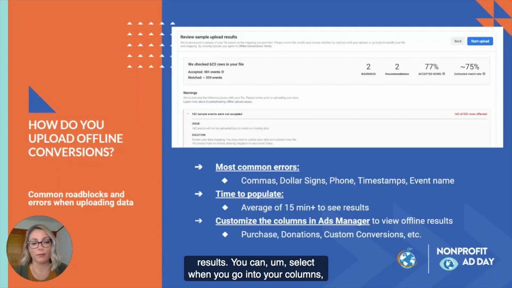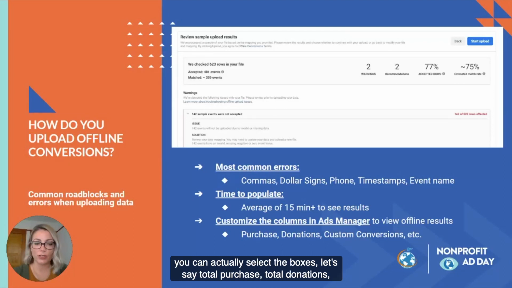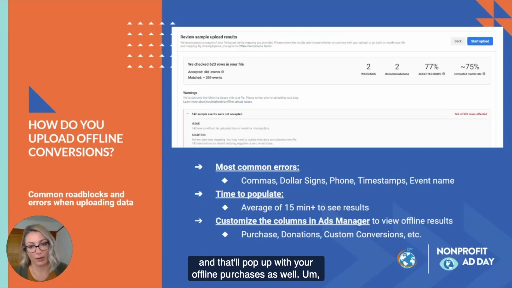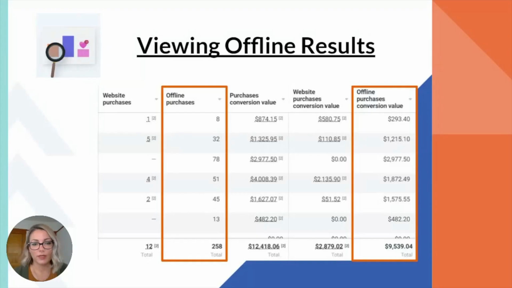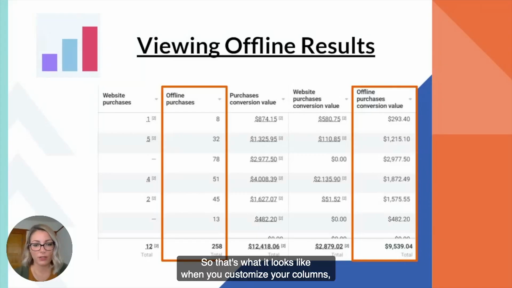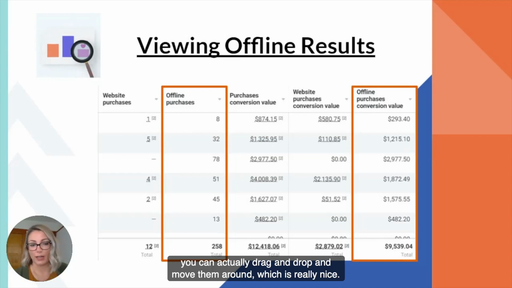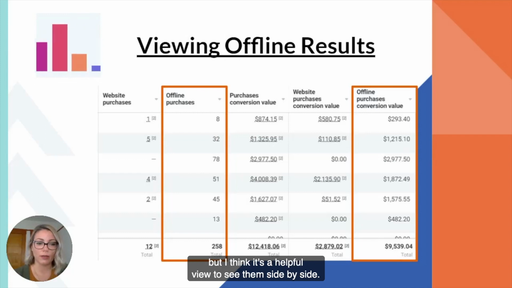You can select, when you go into your columns, the boxes that say total purchase, total donations, and that'll pop up with your offline purchases as well, which is really helpful to see when you're viewing in Events Manager. So that's what it looks like when you customize your columns. You can actually drag and drop and move them around, which is really nice.